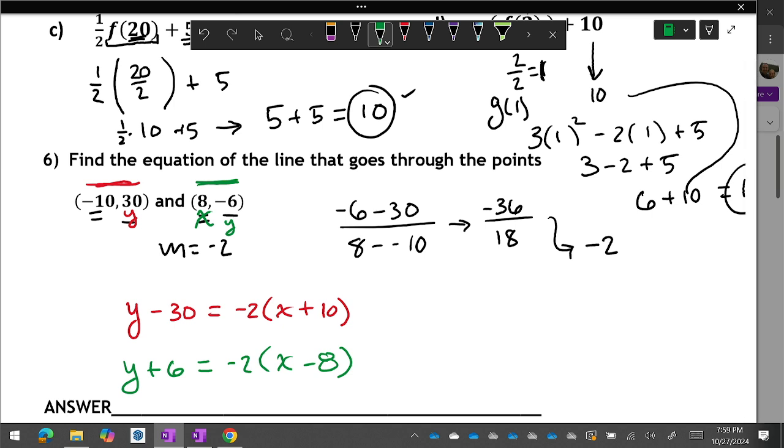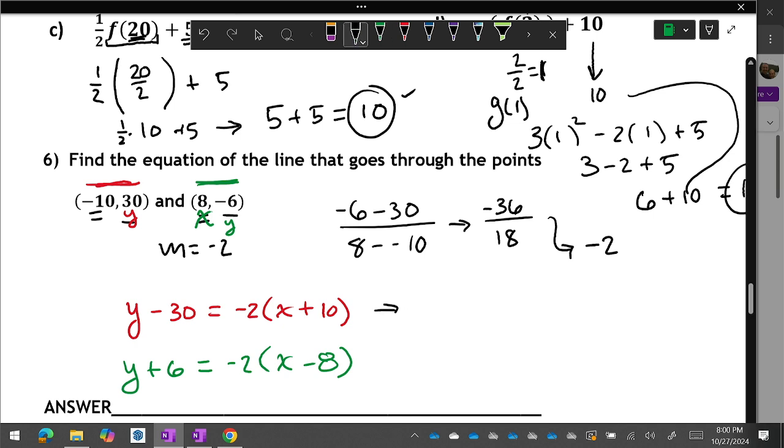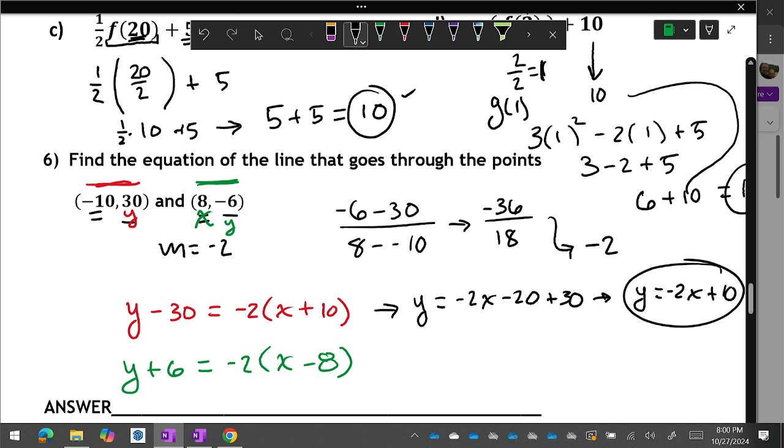And that would have been an acceptable answer. For both of these, if you were to get y alone and distribute the -2, both of them get the exact same y-intercept. Like if I was to modify this equation by adding 30 to both sides and distributing the -2, it would become -2x minus 20 and then plus 30, which simplifies to y equals -2x plus 10. So this is another acceptable answer. That's the y-intercept, slope-intercept form.